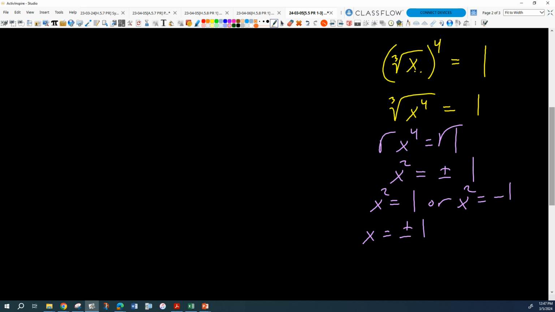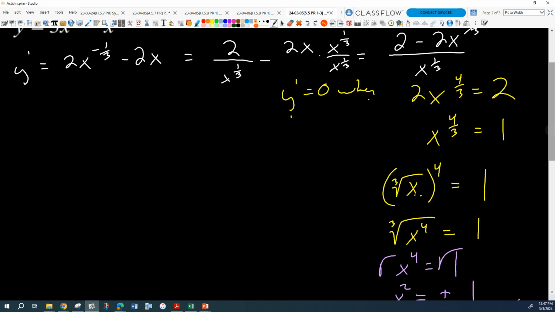X squared equals -1 gives me no real solutions anyway, right? It's going to give me some imaginary solutions, but we're not looking for those, right? We're doing real analysis. We're trying to find what the graph looks like in the real plane. So this one gives us nothing. Okay, so we get the solutions plus or minus 1, which we could feed back up here and check.